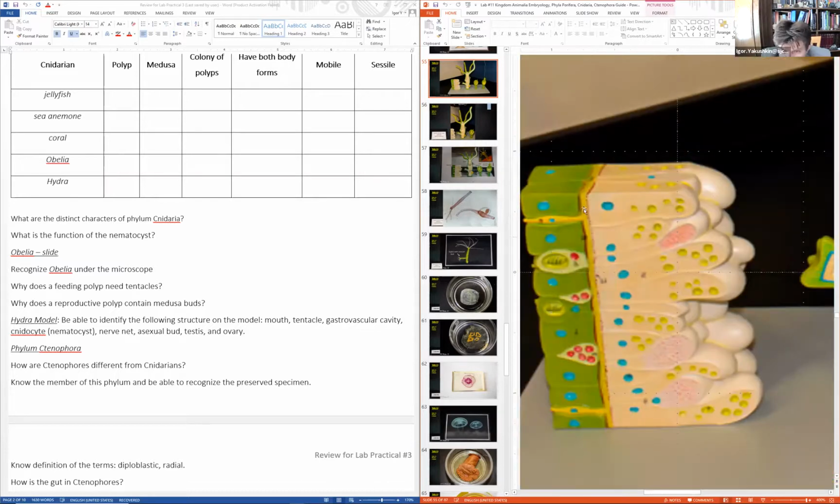You can see that particular yellow thing. That's a nerve net. They don't have the central brain. It's basically the cell connects to another cell, creating like a network of cells. The nerve cells, that is.